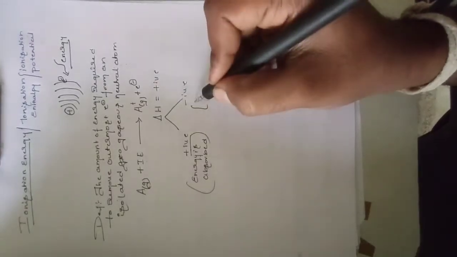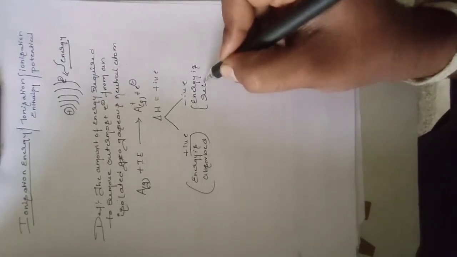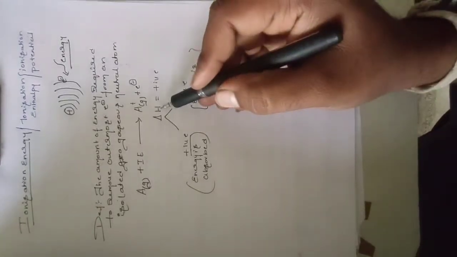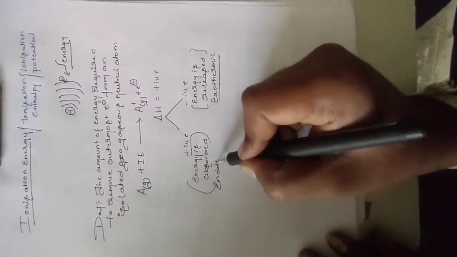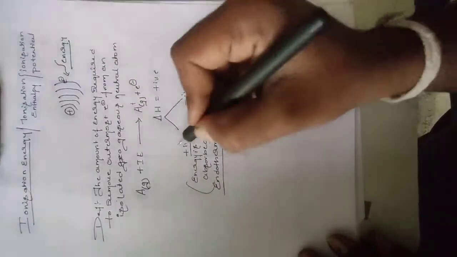Negative, only in some cases, when energy is released, it is an exothermic reaction. In exothermic reactions, the ionization energy will be negative. In endothermic reactions, the ionization energy will be positive. Ionization energy will be negative when the energy is released.